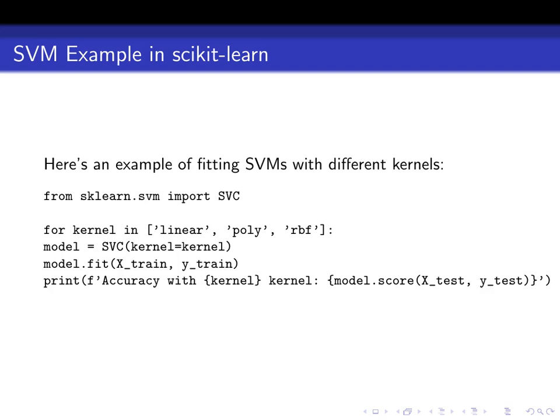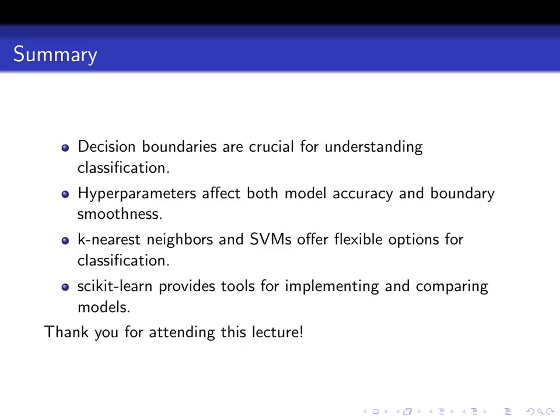Finally, we fit SVM models with different kernels using scikit-learn. The code demonstrates how to train these models and compare their accuracy, giving us a deeper understanding of how kernel choices affect classification results. To summarize, decision boundaries are essential for visualizing and understanding classification tasks.